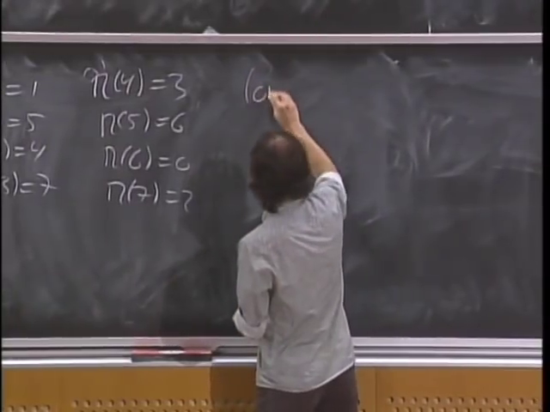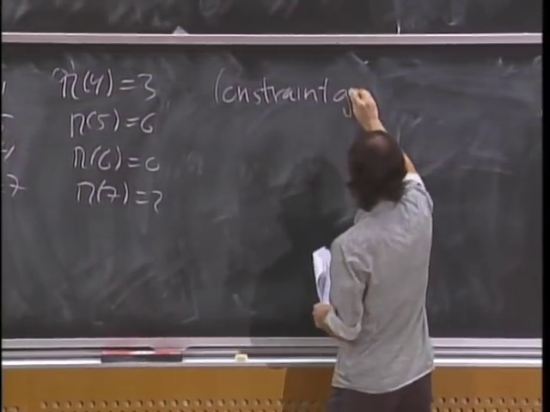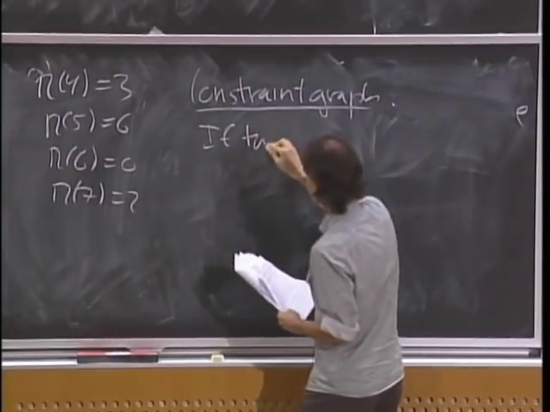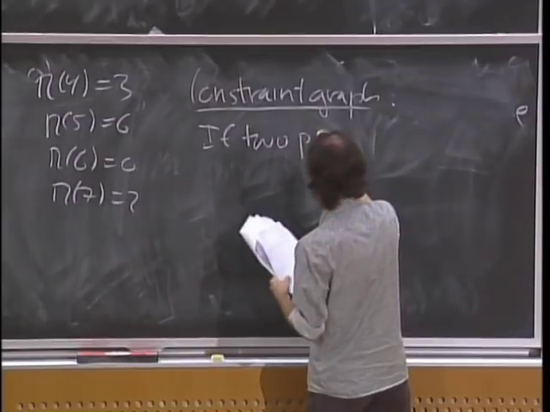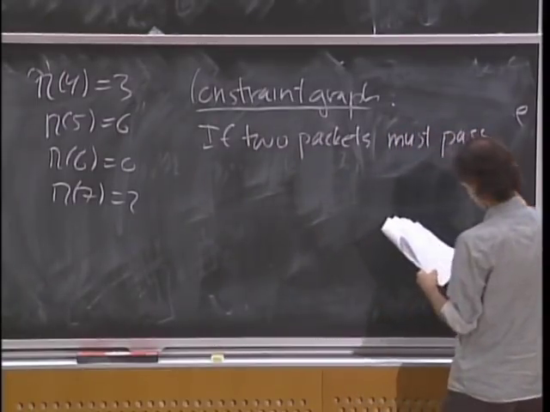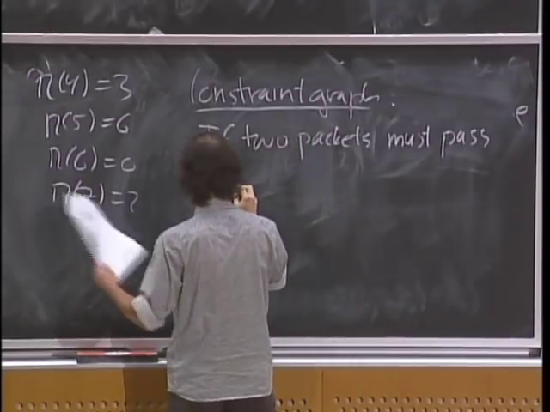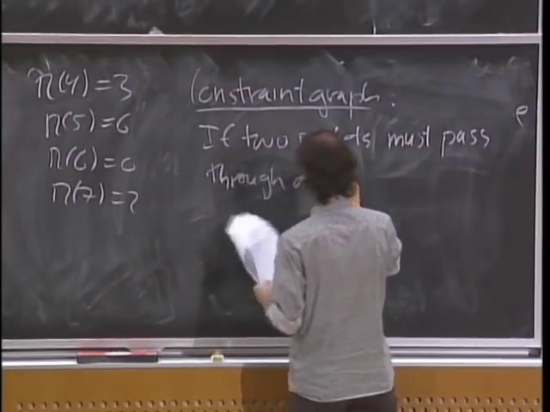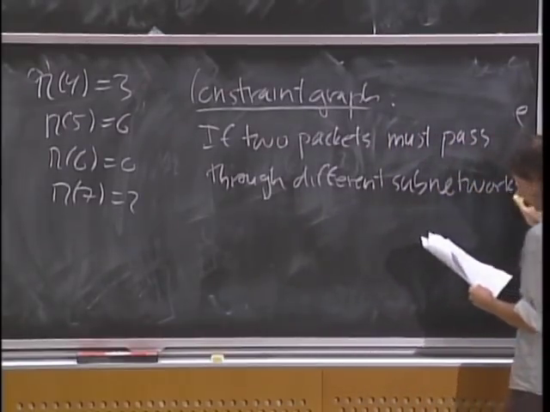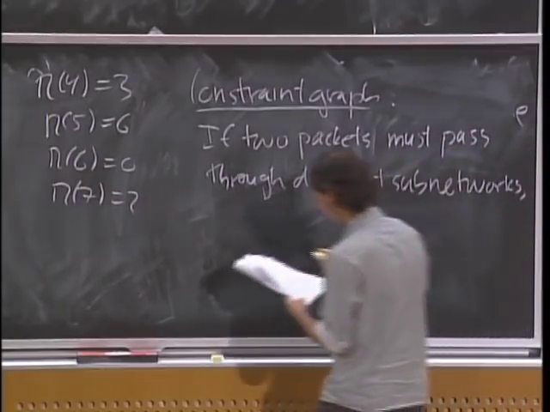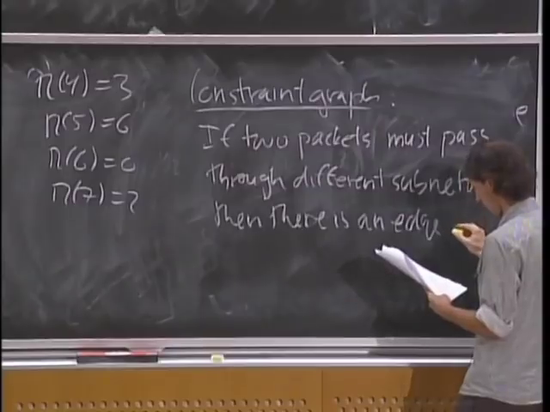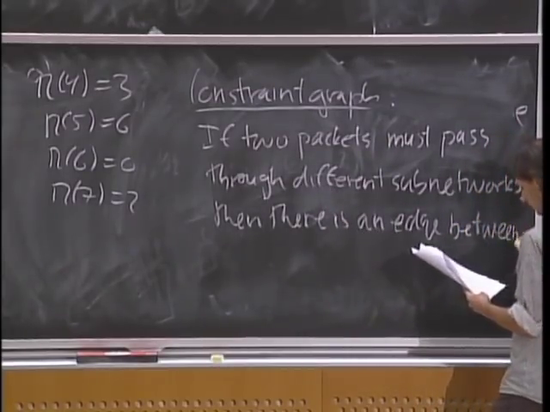The constraint graph that we are interested in is defined as follows. If two packets must pass through different networks, subnetworks, so in our case, the red and the blue subnetwork, then there is an edge between them. So for this example, we're going to set up this constraint graph.